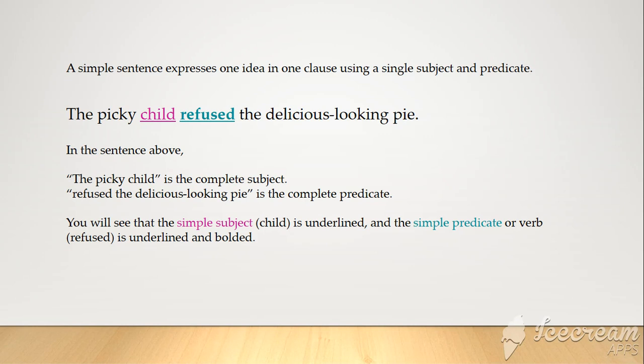Here's a good example of a simple sentence. The picky child refused the delicious-looking pie. And you'll see that the simple subject is child, and the simple predicate, or the verb, is refused. And of course, the rest of the things in this sentence are just some modifiers: picky, modifying child, and delicious-looking, modifying pie, and that kind of thing. But anyway, we've got a complete subject, a complete predicate, and that's all we need for a simple sentence.